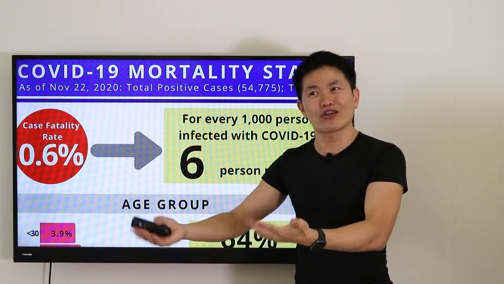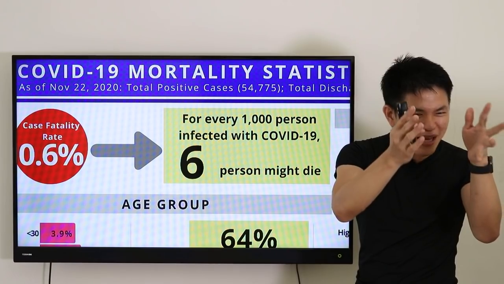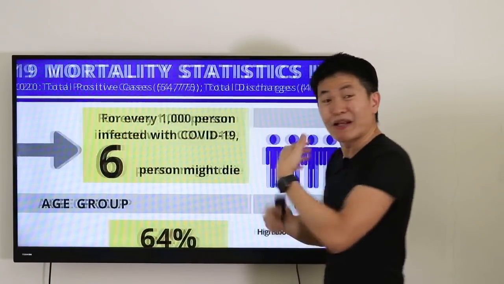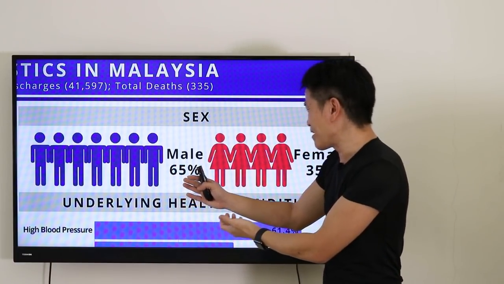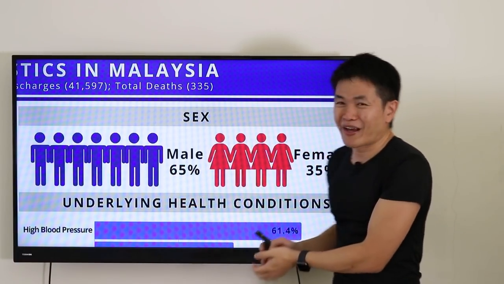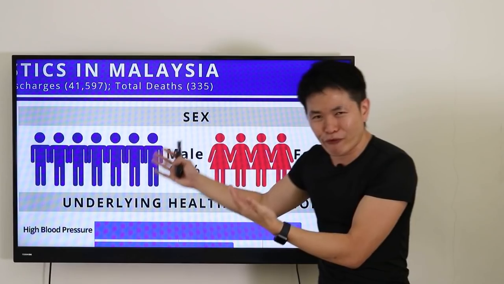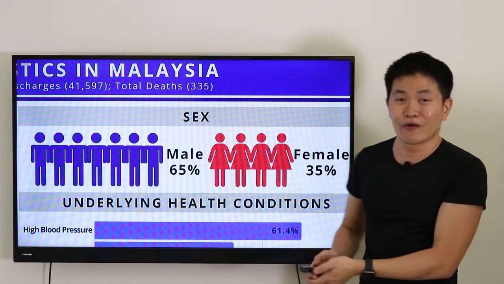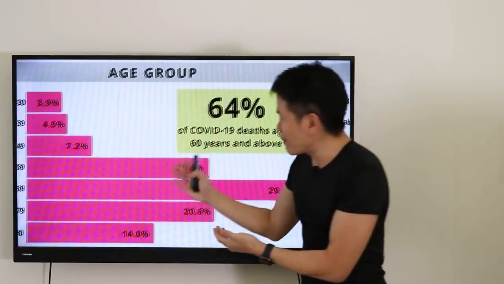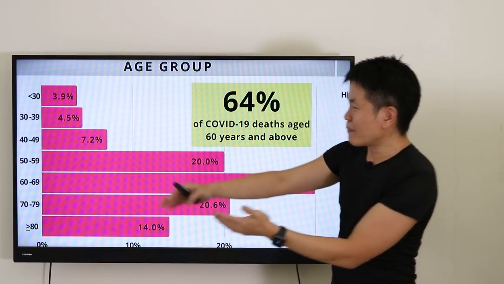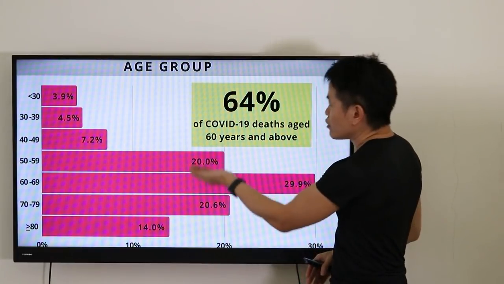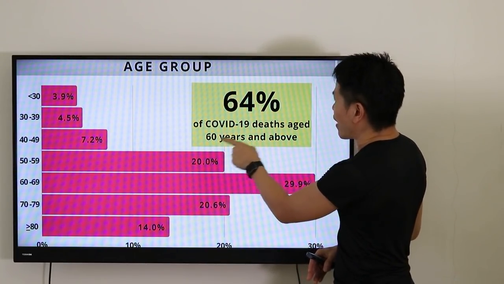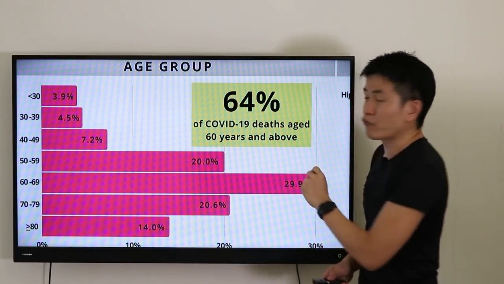This is the number because, like I mentioned just now, you need to increase your odds. If you want to increase your odds, you know what is the main factor that affects your odds. So I'm telling you the factors. So sex, well, males have 65% more chance of dying from the virus than women. And then look at the age group. This is a tabulation of the spread of the age group of people who die from COVID. In general, 65% of the COVID deaths are aged 60 years and above.